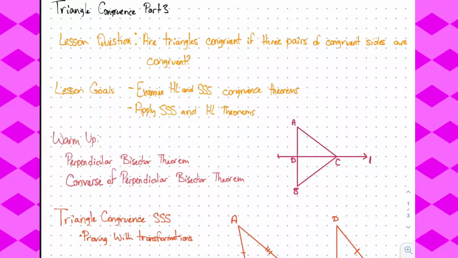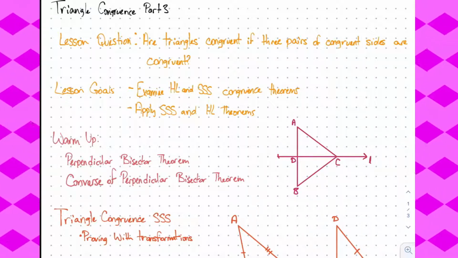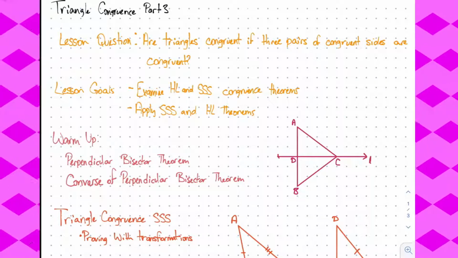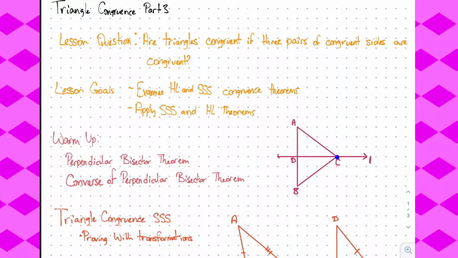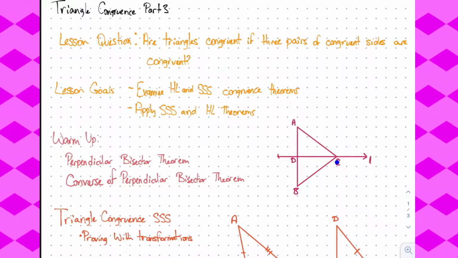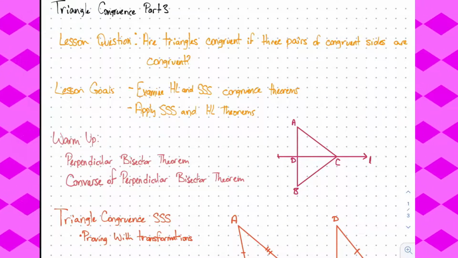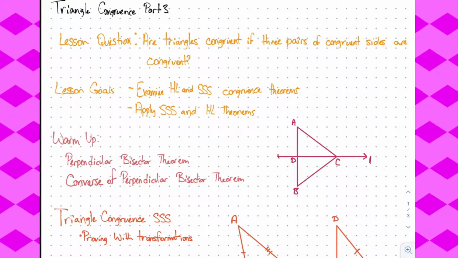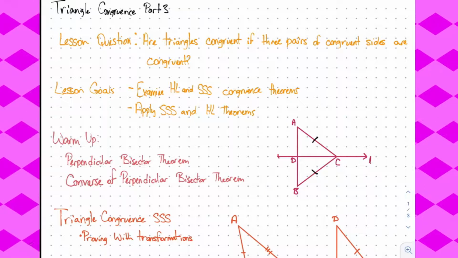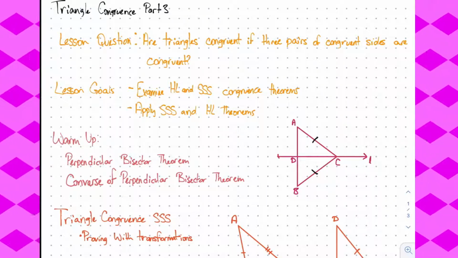All right, so the perpendicular bisector theorem says that the points on the perpendicular bisector of a segment are equidistant from the endpoints. So if C is on the perpendicular bisector, that means it's the same distance from A as it is from B. So if AD is congruent to BD, then CA is the same length as CB.